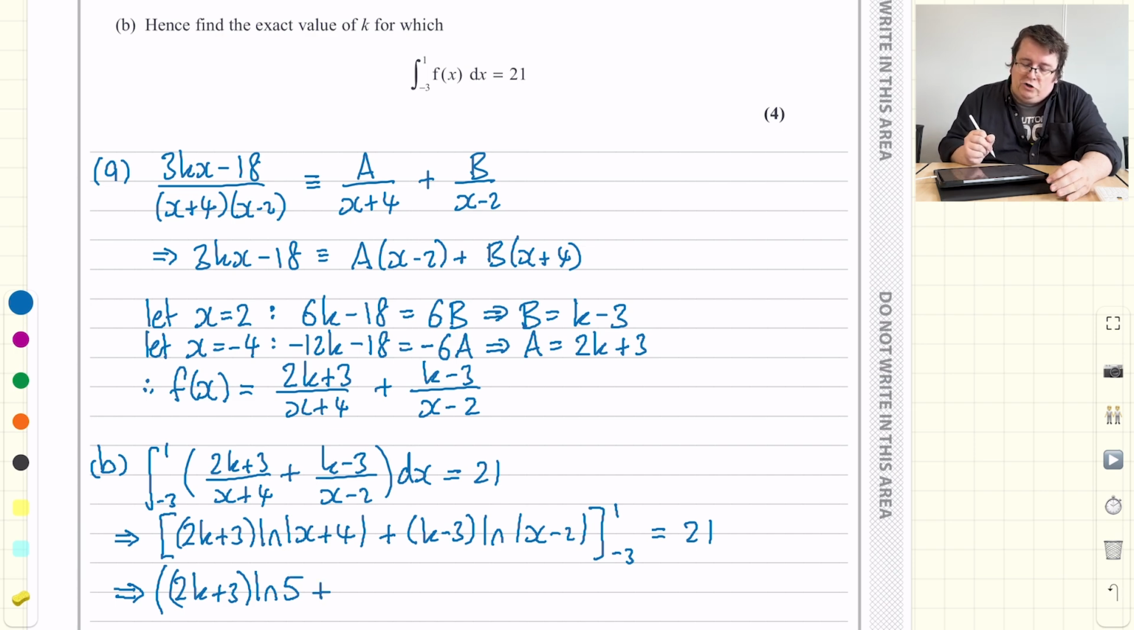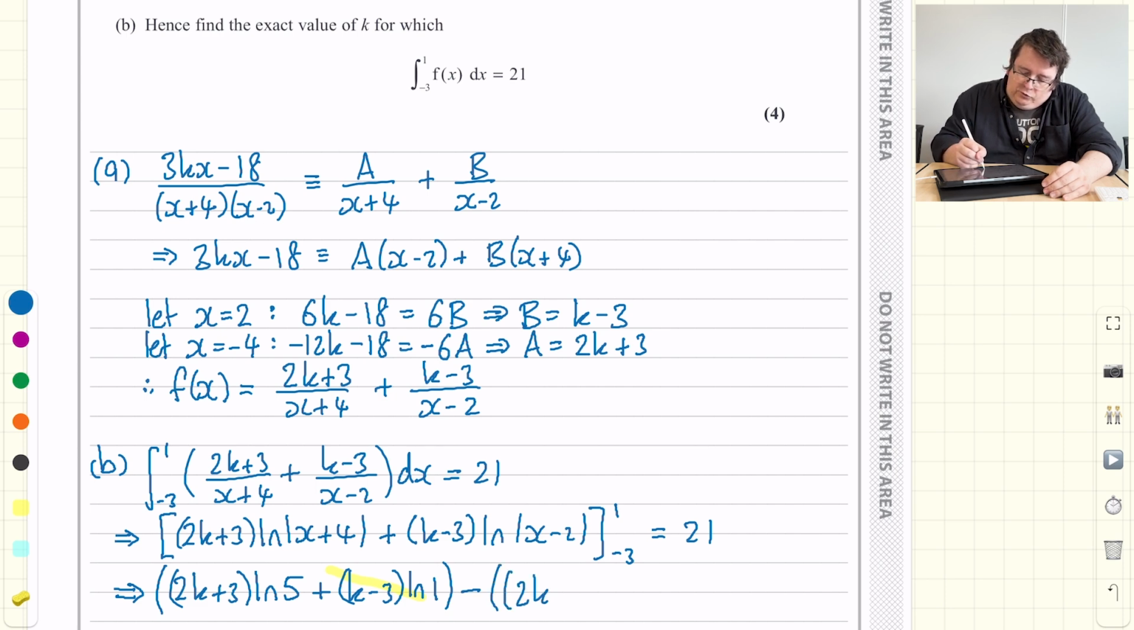plus, now substituting 1 into this, we're going to get the natural log of the modulus of 1 take away 2, which is the natural log of the modulus of minus 1, which is natural log of 1, which is 0. So actually you get k take away 3 times the natural log of 1, and of course that is just going to be 0. Okay, so that's going to go. Right, take away, substituting minus 3 now. 2k plus 3 times the natural logarithm of minus 3 plus 4 is negative 1, modulus that is 1. So that term will also be 0.